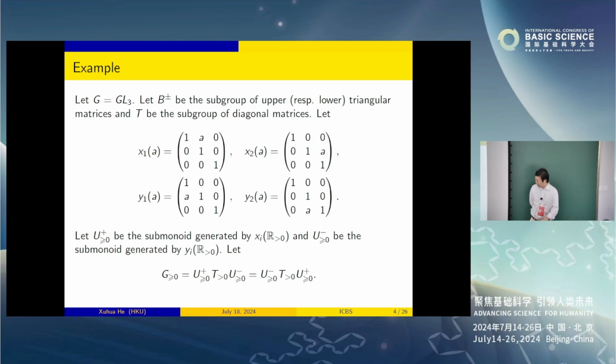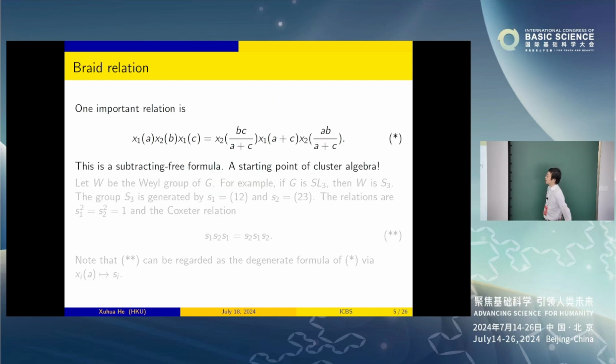A really interesting question is what happens for the relations among x1 and x2 in the U plus part. If you do the calculation, it's very elementary, just a calculation for 3 by 3 matrices, and you can easily check this.